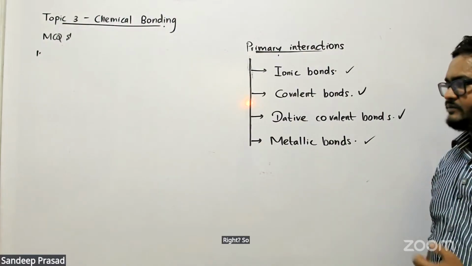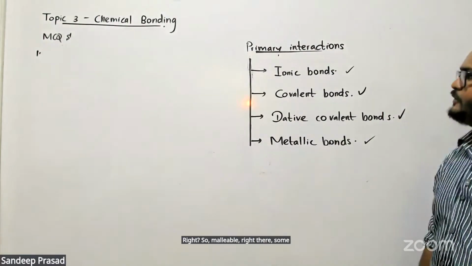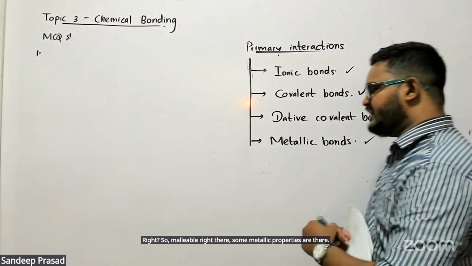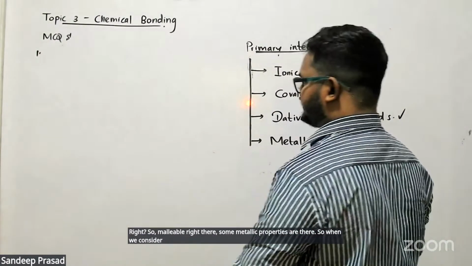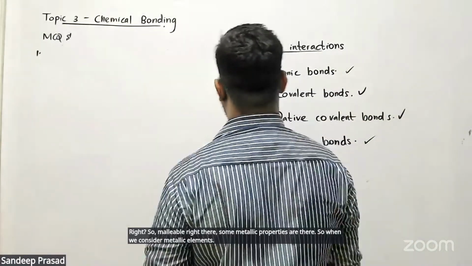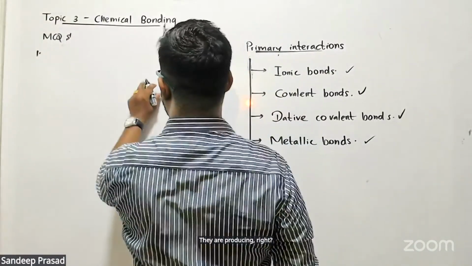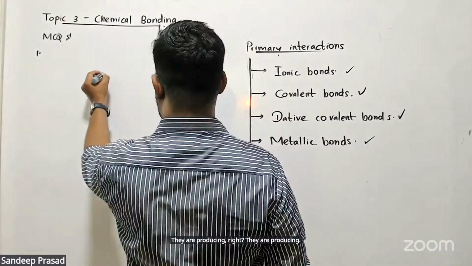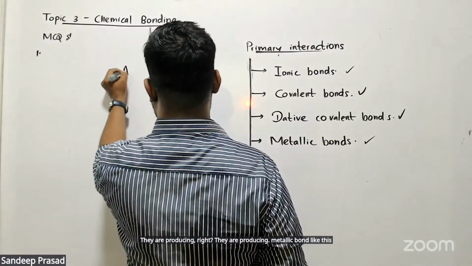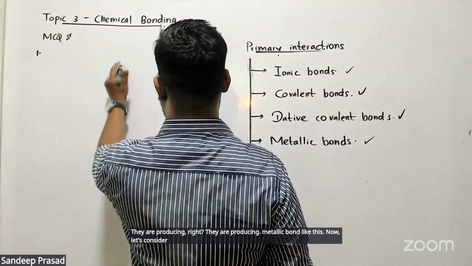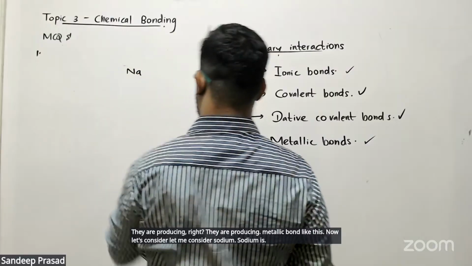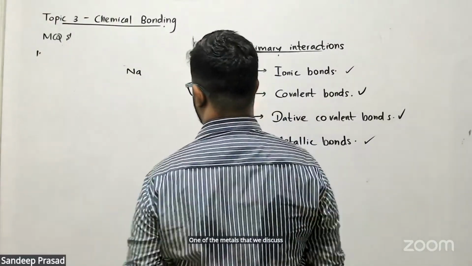So malleable, right? There are some metallic properties there now. So when we consider metallic elements, they are producing a metallic bond like this. Now let me consider sodium. Sodium is one of the metals that we discuss generally.